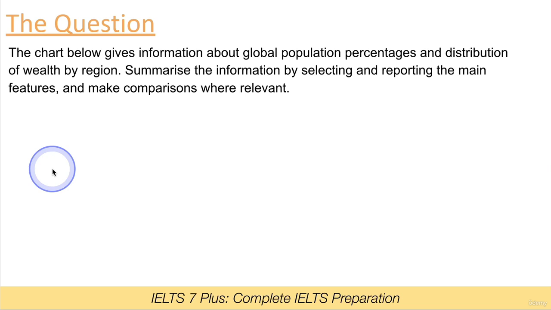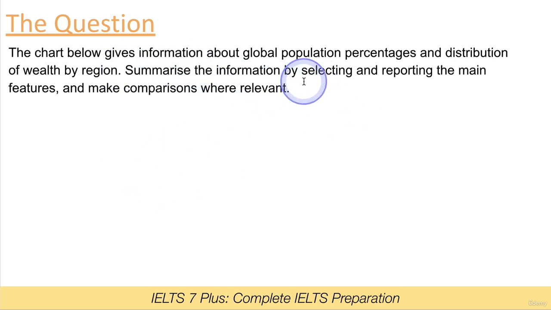The chart below gives information about global population percentages and distribution of wealth by region. Summarize the information by selecting and reporting the main features and make comparisons where relevant.